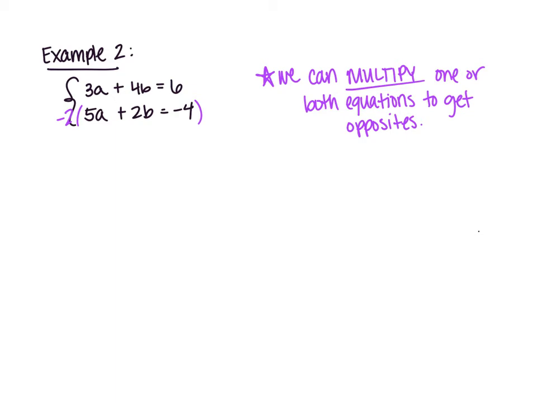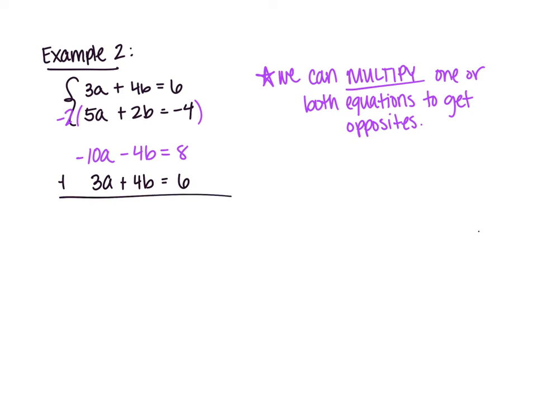So negative 2 times 5a is negative 10a. Negative 2 times 2b is negative 4b. And negative 2 times negative 4 is a positive 8. So all I've done is I took my second equation and I multiplied it by negative 2 so that now I have opposites for my b's. I have a positive 4 here and a negative 4 here. So now that we have those opposites, I'm just going to rewrite that first equation down below here. Now that we have opposites, we can add our two equations together.